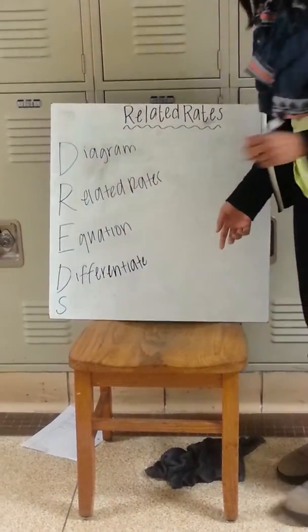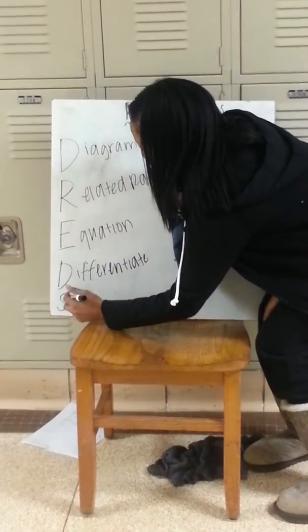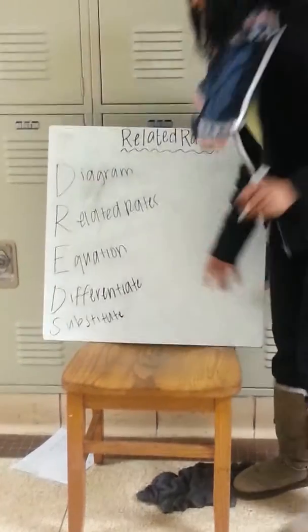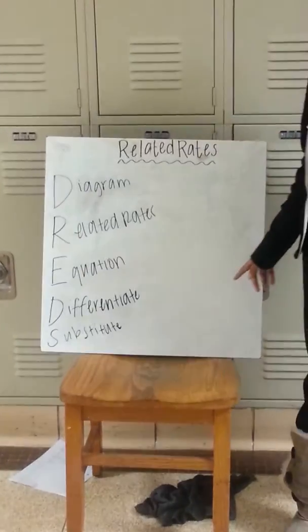And then the last step is to substitute. You're going to substitute all the related rates you found into the differentiated equation.